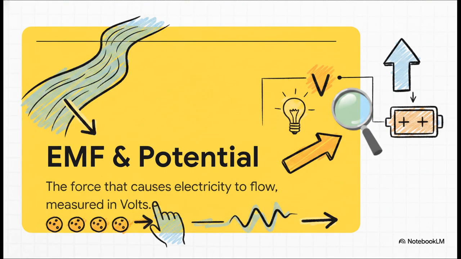But as we know, a river doesn't flow without gravity, and electrons definitely don't move without a push. That's where EMF comes in, electromotive force, and potential. This is the actual physical force that causes the current of electricity to flow. We commonly measure this potential difference in volts. So the crucial thing to remember here is this. Voltage is the push, and current is the resulting flow of the charge. They are super intimately connected, but they are entirely distinct concepts.